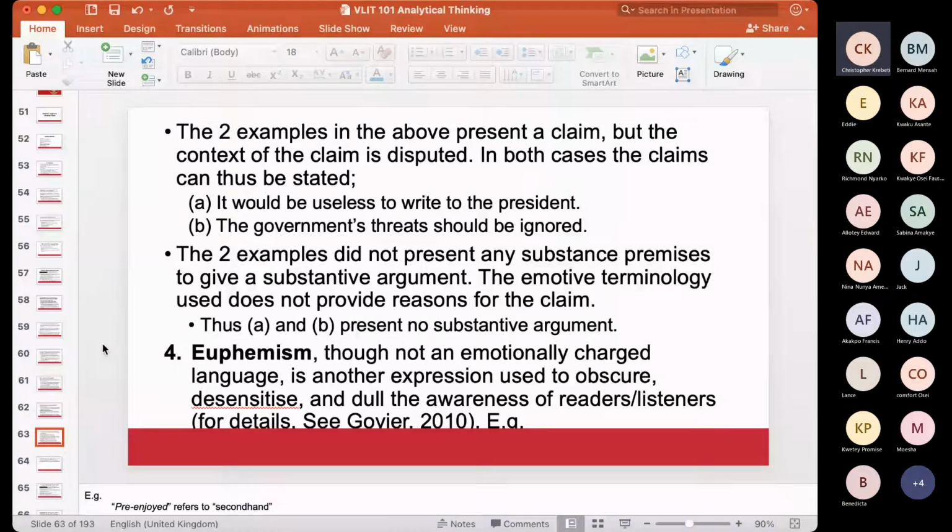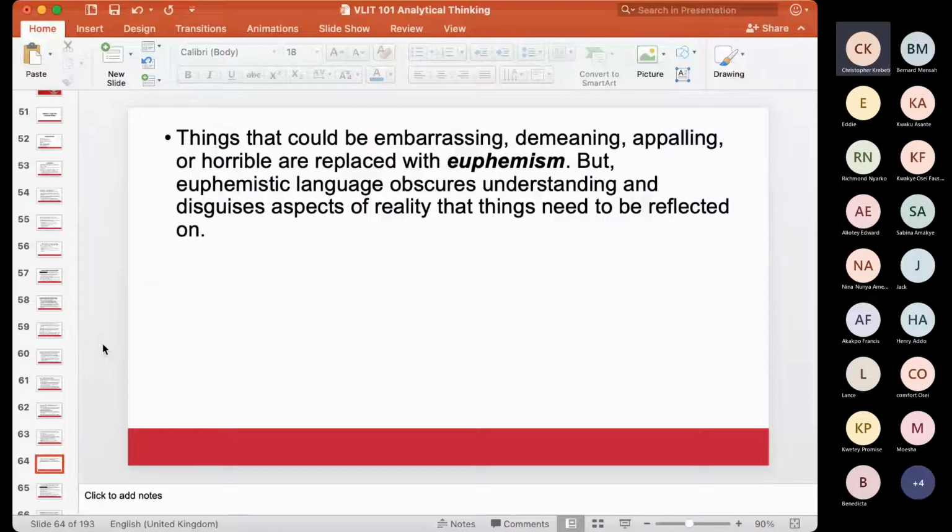Then another form of emotively charged language is referred to as euphemism. Euphemism is when you take a radically offensive expression and replace it with a very mild and positive one. Mild and positive language, then you are using euphemism. For example, referring to somebody dying as kicking the bucket. Now, kicking the bucket is a positive, mild language that has been used to replace death. So, euphemism has also been regarded as an emotively charged language.